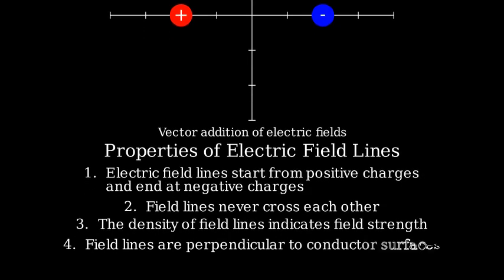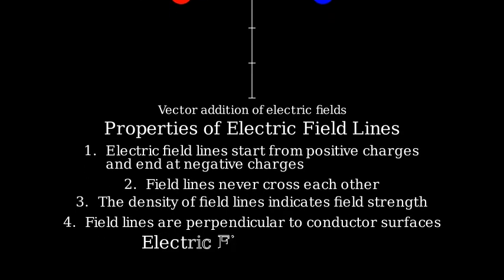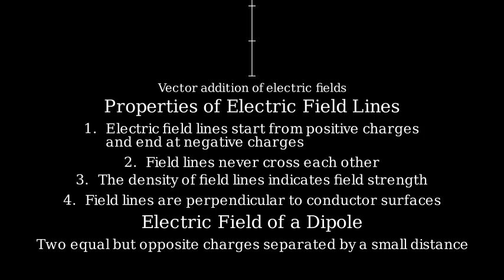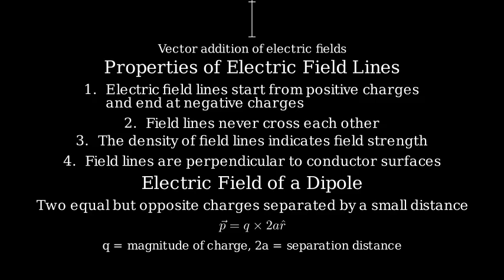Finally, electric field lines are always perpendicular to the surface of a conductor in electrostatic equilibrium. A special case of the electric field that's worth studying is the electric dipole. An electric dipole consists of two equal but opposite charges separated by a small distance. The electric dipole moment is defined as P equals Q times 2a, where Q is the magnitude of each charge and 2a is the separation between them.